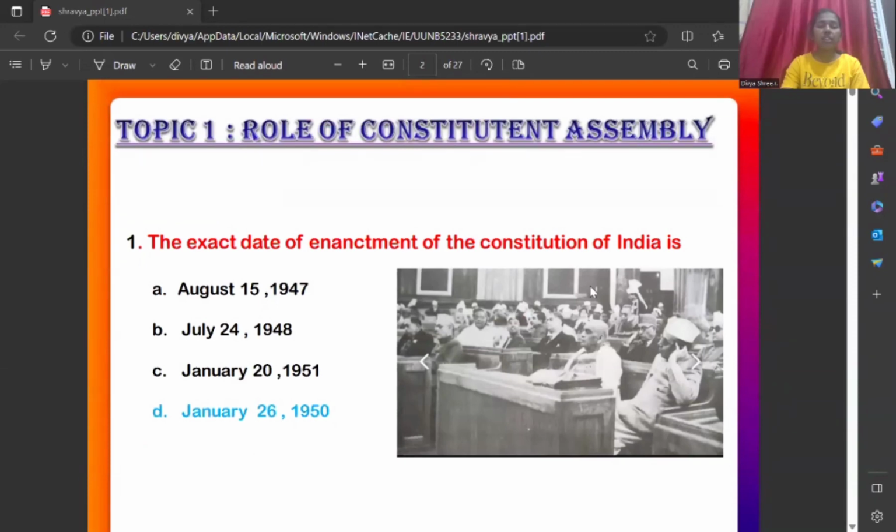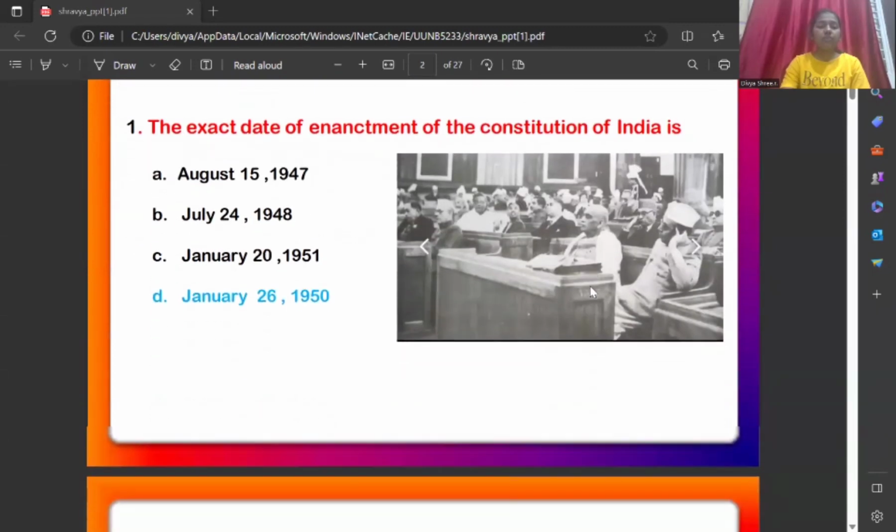The first question is, the exact date of enactment of the Constituent Assembly of India is. The options are: A, August 15, 1947. Option B is July 24, 1948. Option C is January 20, 1951. Option D is January 26, 1950. The correct option is D, that is January 26, 1950.